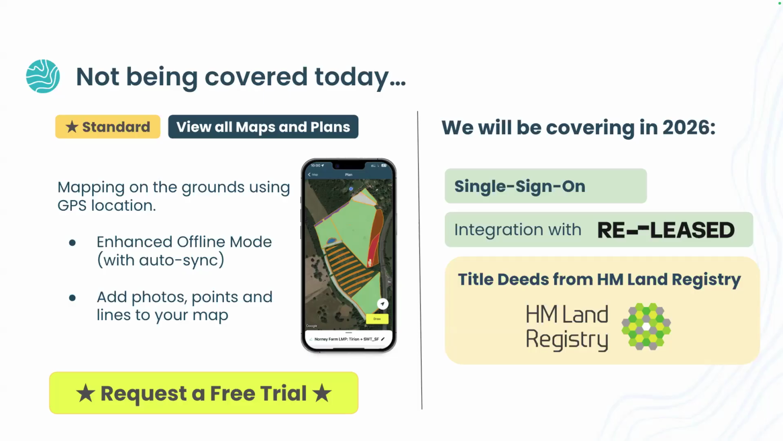And then on the right, you can see what we'll be covering in 2026. So 3 new functions there. The ones in green are already in Land App. The one in yellow, the title deeds from HM Land Registry, is still in the works. But we intend early on in 2026 to be covering those in these kinds of demos.